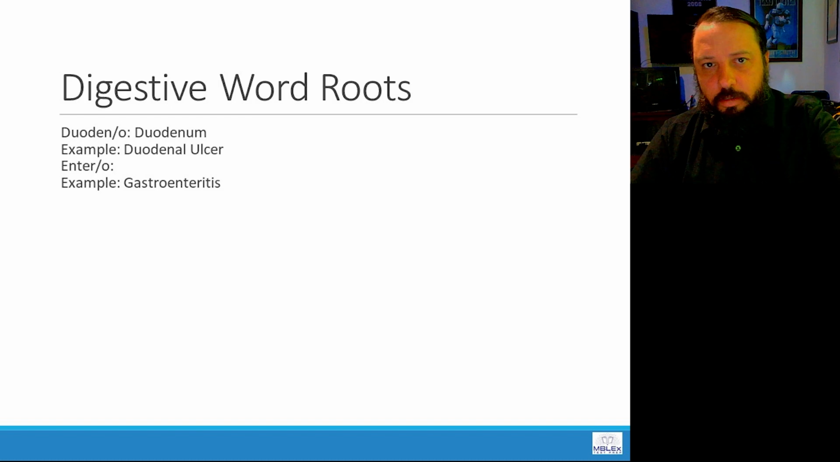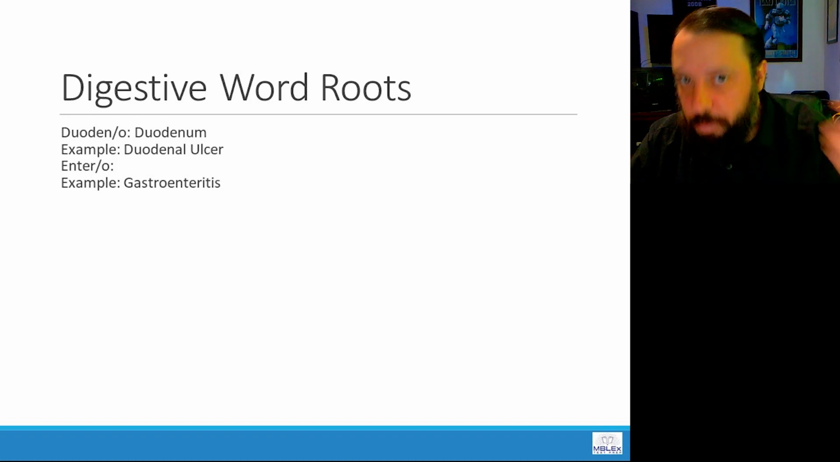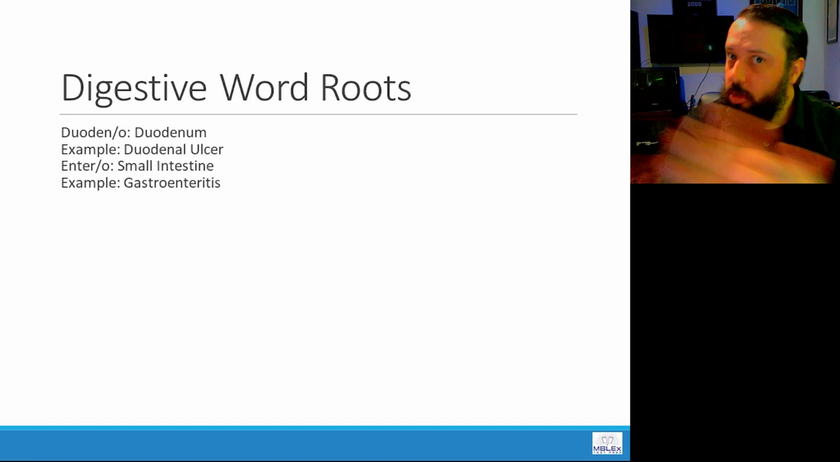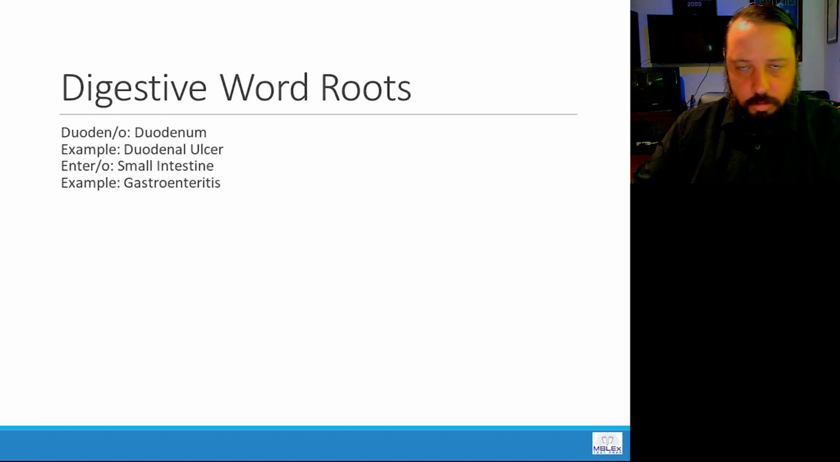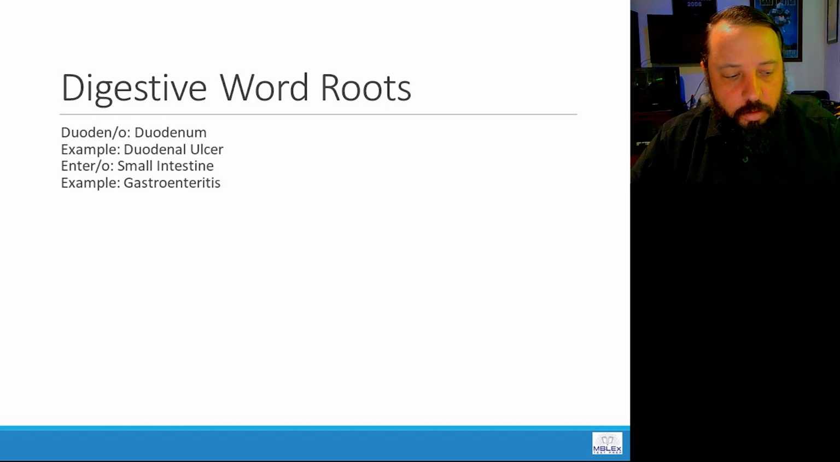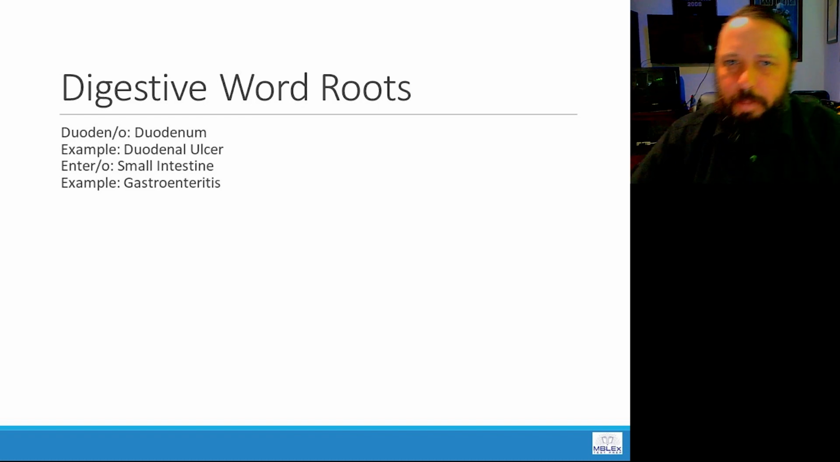After food is digested, food moves from the stomach into this organ. Entero is the definition of the small intestine, and the duodenum is part of the small intestine. So gastroenteritis is inflammation of the stomach and small intestine. It's usually some sort of stomach bug, gastroenteritis.